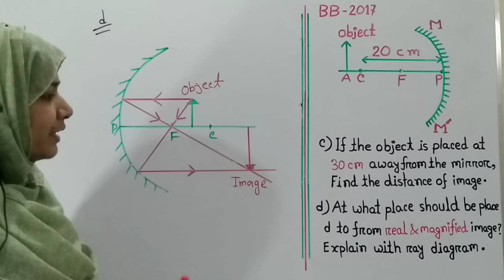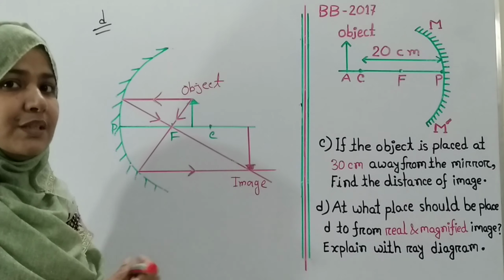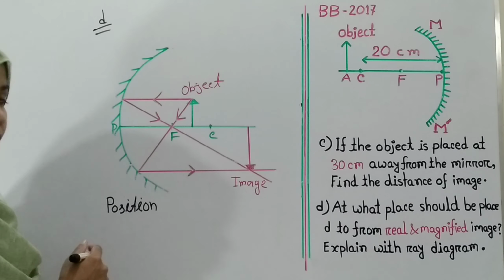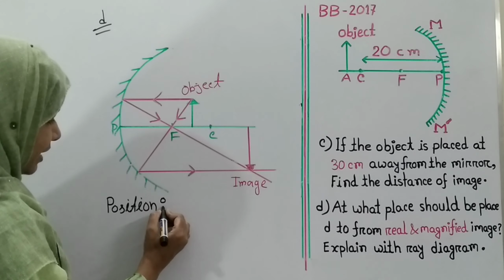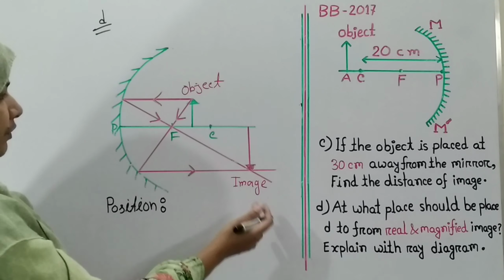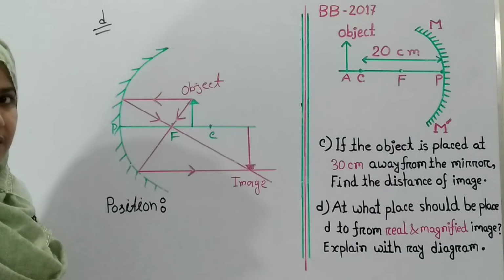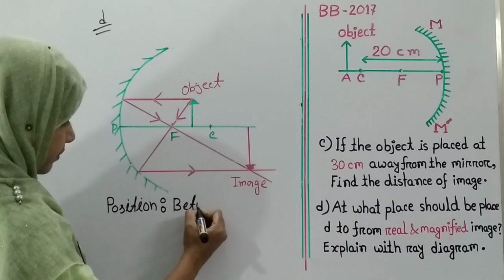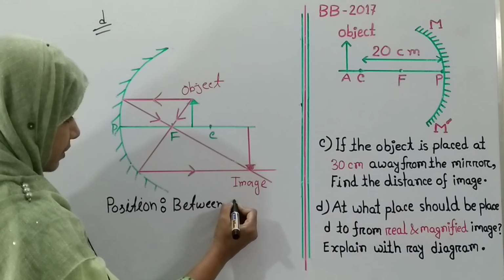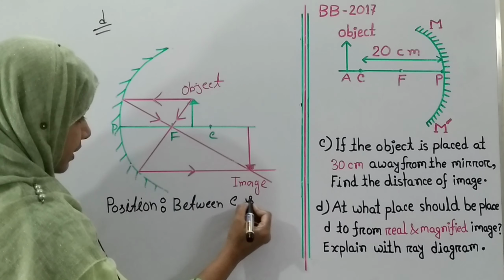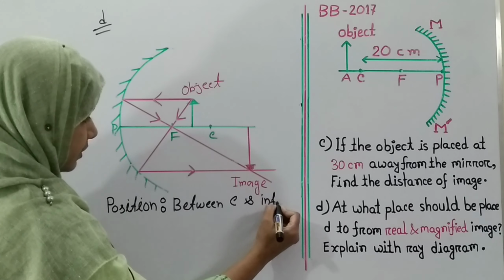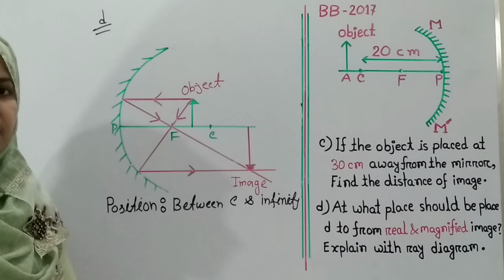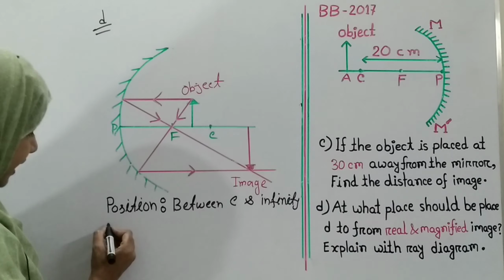So after drawing the ray diagram you have to describe the nature, position and size of the image. So the position of the image is, you can see, between C and infinity. Center of curvature and infinity. Now the size.